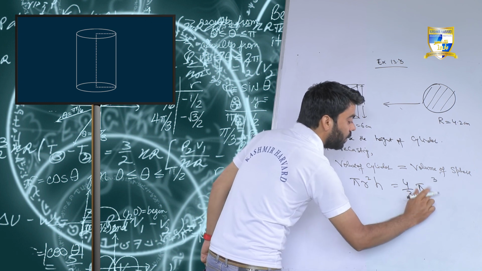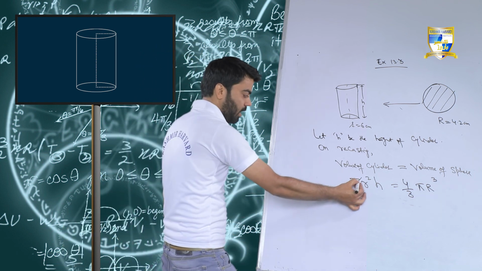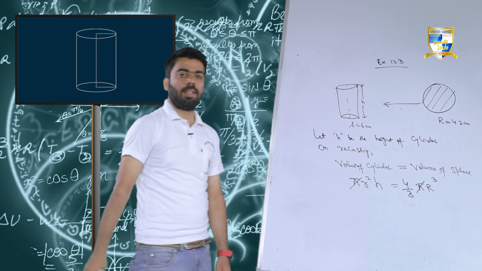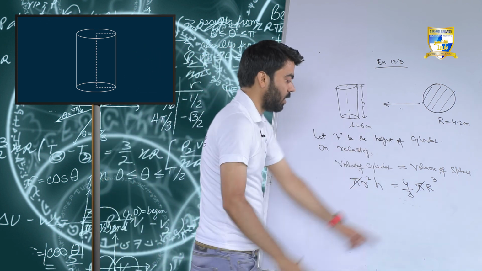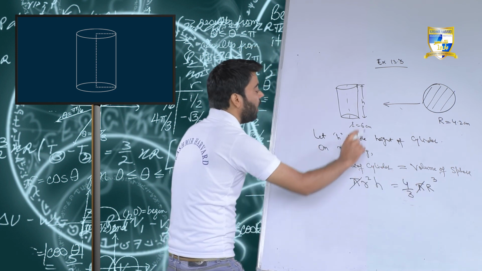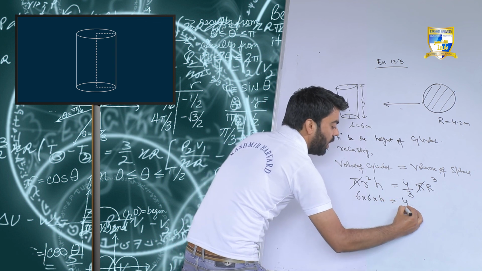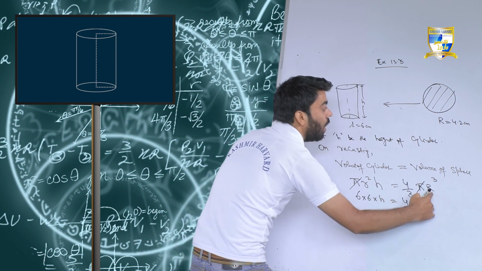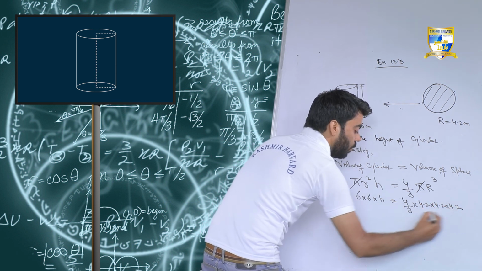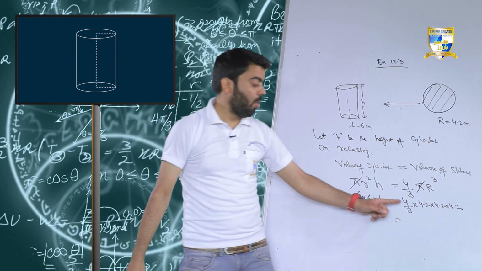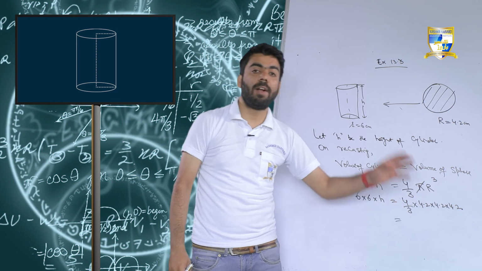It's a capital R here. It's capital R, that's 4.2. So this pi and this pi will get cancelled out. Put the value of small r and the capital R. This is small r, this is 6. 6 multiplied by 6 multiplied by h equals 4 by 3 multiplied by R, that's 4.2 multiplied by 4.2 multiplied by 4.2. That is, 4 multiplied by 4.2 multiplied by 4.2 multiplied by 4.2 whole divided by 3.